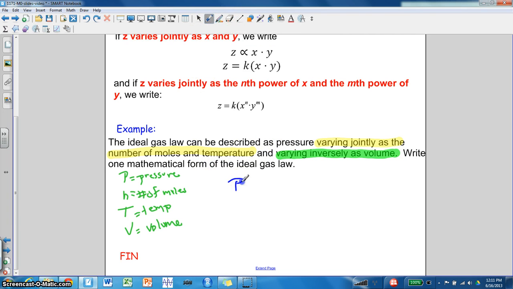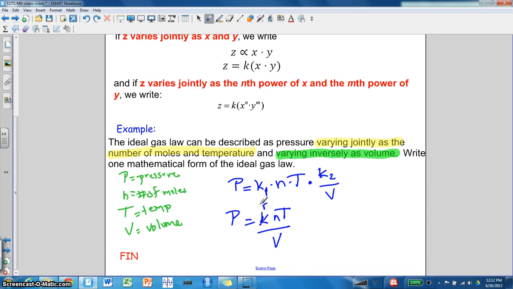So pressure varies jointly, meaning I have some constant times the number of moles, which I said was n, and I'm using k sub 1 here for the first constant, n times t, okay, and varying inversely, so now in this context, and refers to multiplication, varies inversely, so that's k sub 2 divided by v, okay, and really the k's are just another constant, so I could rewrite this as k n t over v.